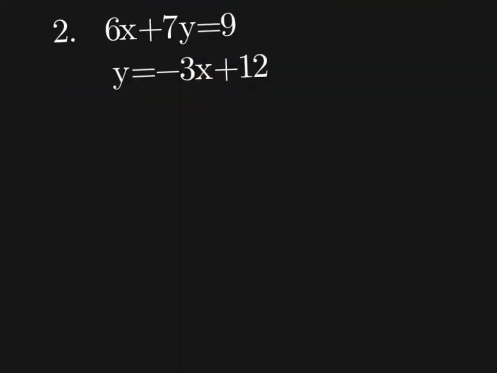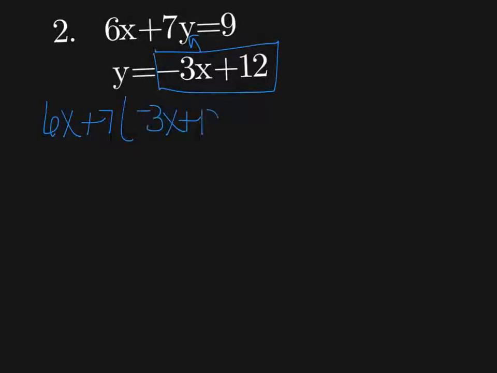All right, next one. Okay, so again, same steps. Again, substitution is only going to be done when we have an x or a y isolated. So there I have my y isolated. It just happens to be the second one. And I'm going to plug it into the y in the other equation. Okay, so we have 6x plus 7. Now instead of the y, I'm going to put negative 3x plus 12 and then equals 9.